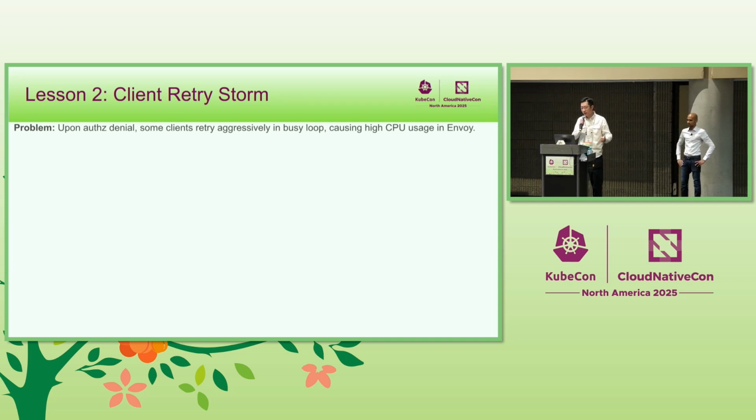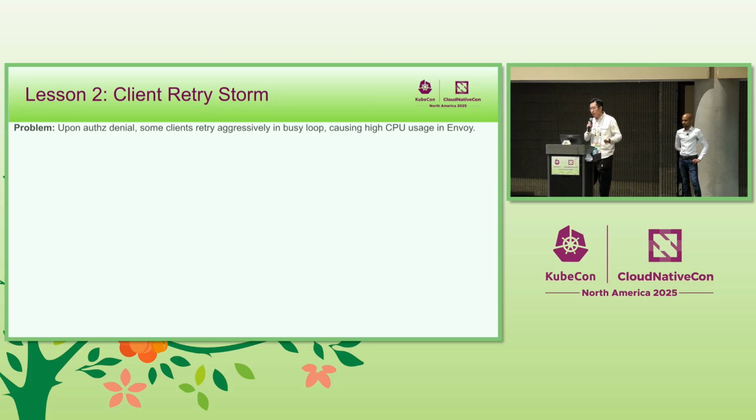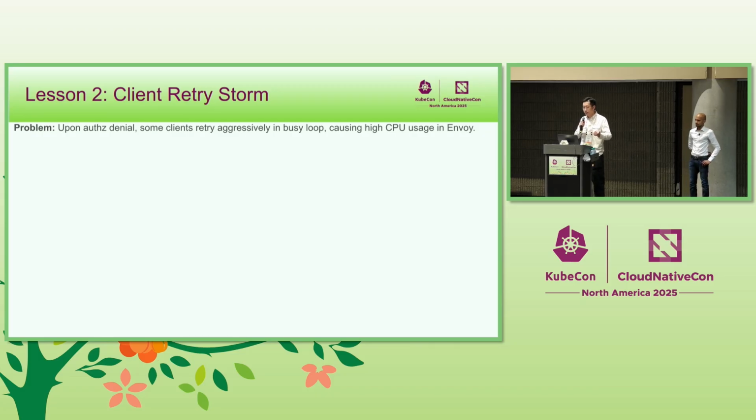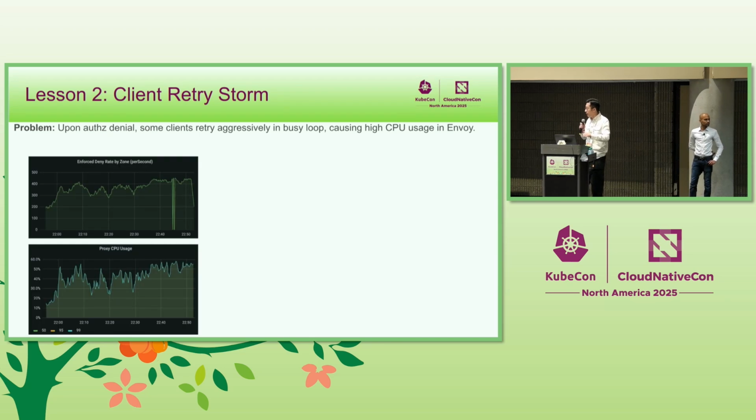is about how we handle some of the client retry storm. So the problem is upon the authorization denial, because it happens at the TCP level, some of the clients do not understand this is being closed because of authorization denial. So they have some kind of buggy logic to retry in the busy loop. This is not only increasing the connection rate to a very high level, but also causing a lot of CPU usage in the proxy. As you can see in the diagram, we have this buggy client retrying very aggressively when their connection is being authorization denied.